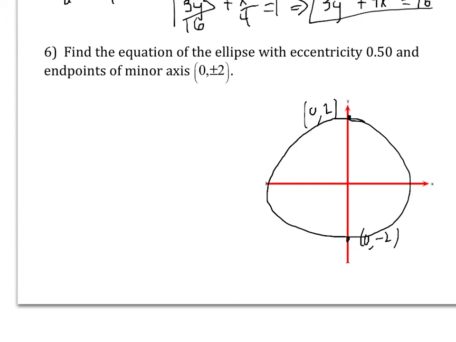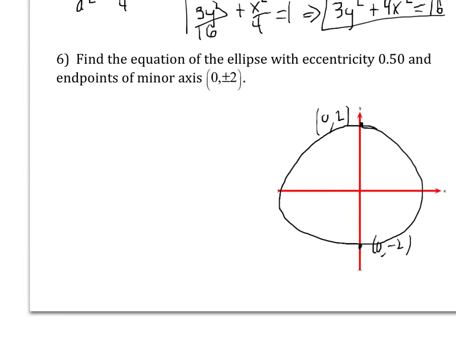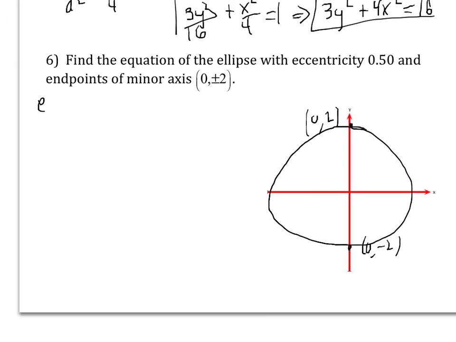So let's see, the eccentricity, remember what that is? E equals c over a, which is 1/2. And that says that 2c equals a. Okay? Furthermore, you know that the vertical axis is the minor axis, so that means the horizontal axis is the major axis. So the equation is going to be something of the form x squared over a squared plus y squared over b squared equals 1, right?